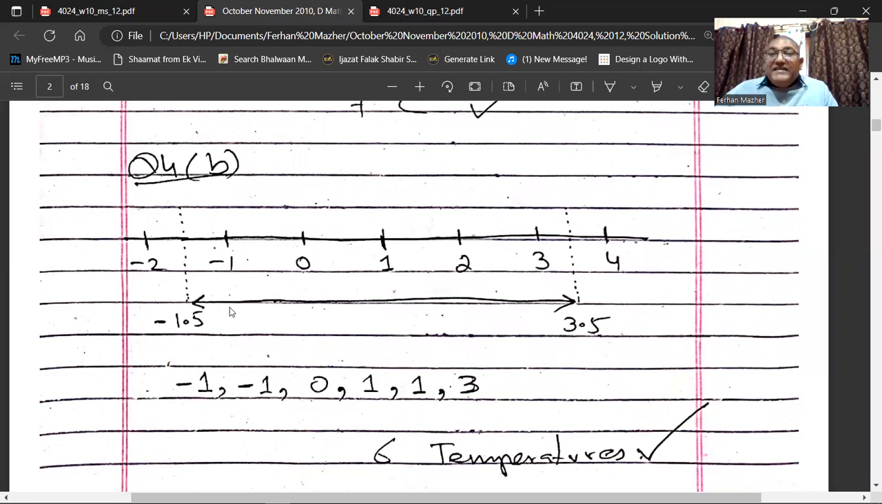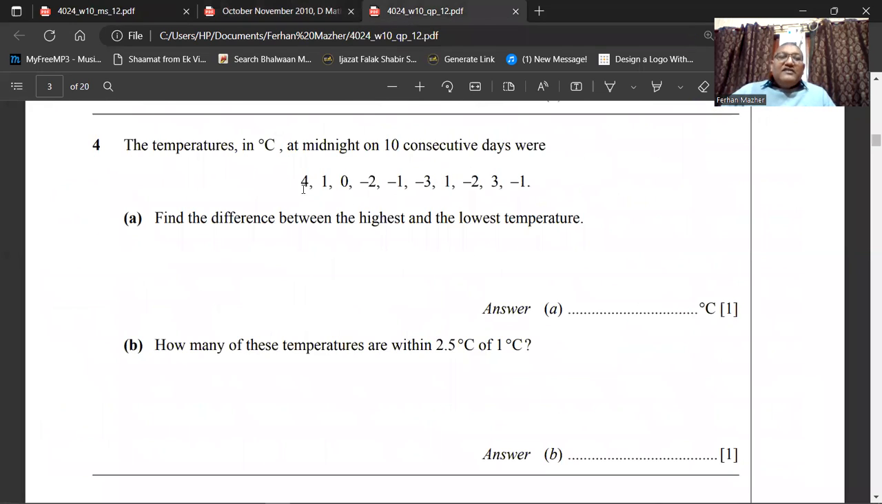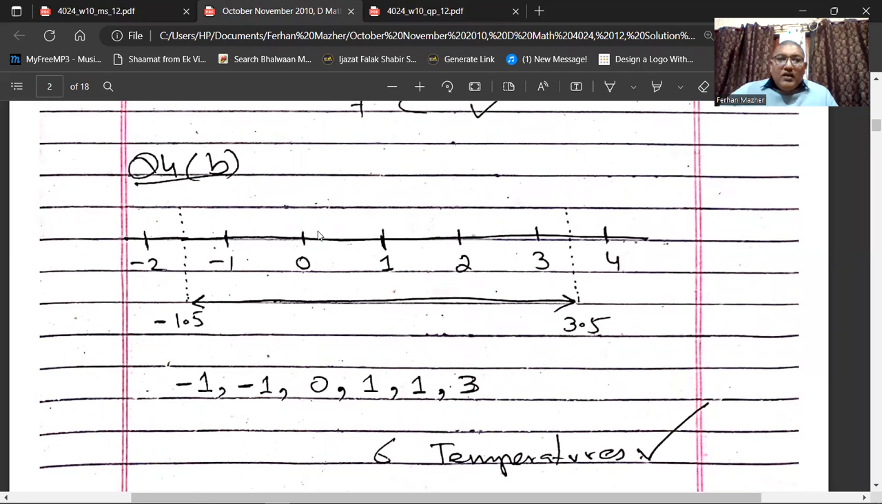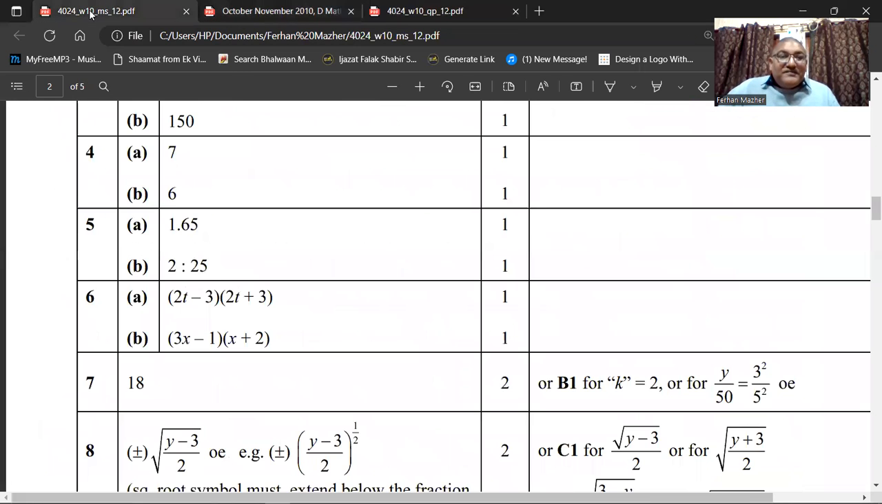So how many temperatures from that given list? This is the list. Okay. How many of those temperatures come in this range? So I list down them: -1, 0, 1, 1, 3. So there are 6 temperatures which come in this range. I hope you have understood. So the answer is right, sir.